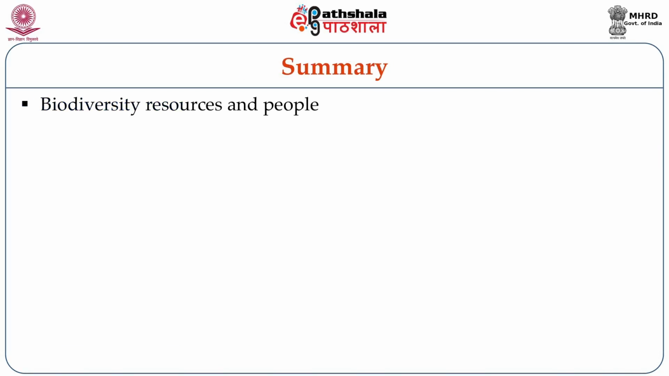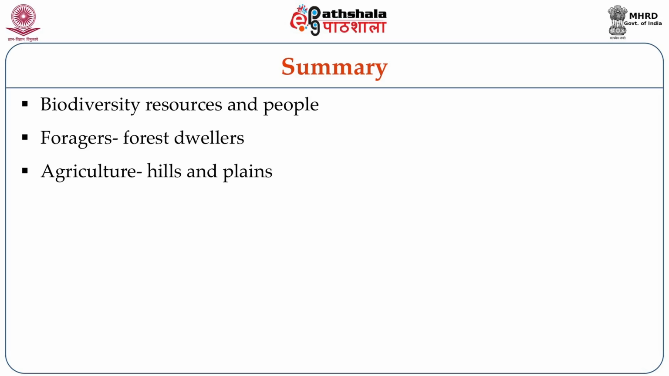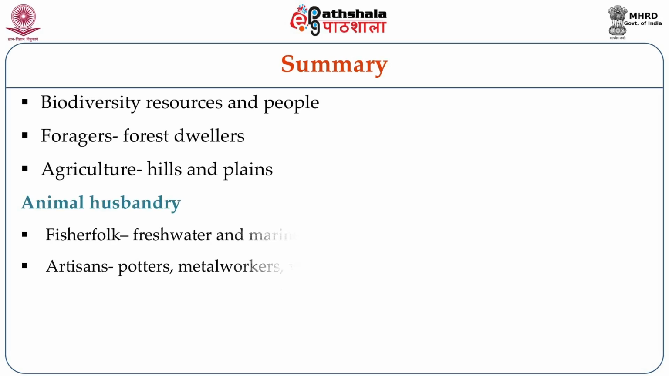In summary, we have tried to understand this enormous diversity in this small lecture. And this is also about how biodiversity is used by local people. So it's about how foragers have traditionally hunted, how they have traditionally gathered plants, both medicinal plants and plants for food. It's about agriculturists. It's about the hills and plains people, which we'll talk about in other sessions. It's about fisher folk. And it is about the artisans, the potters, the metal workers, the weavers, the bamboo craftsmen.